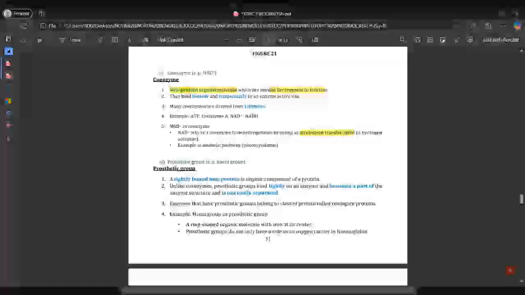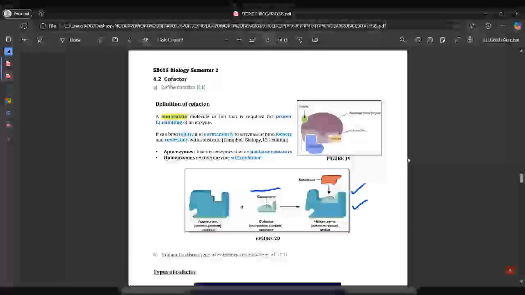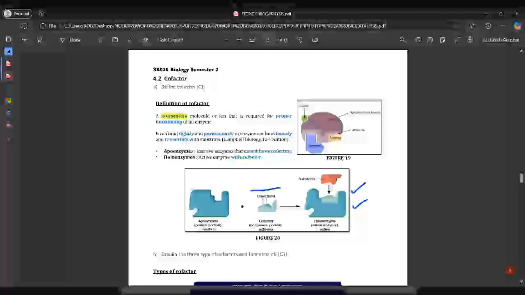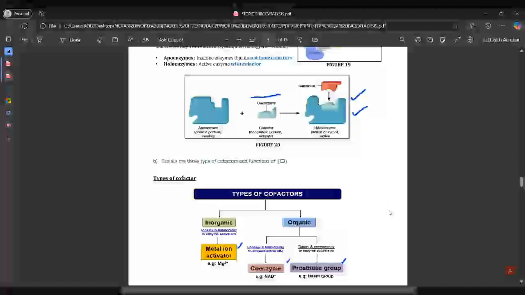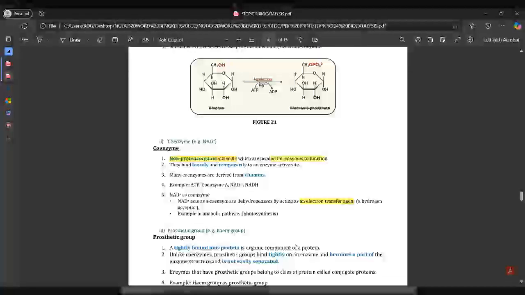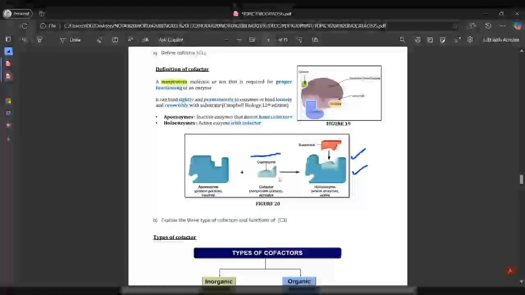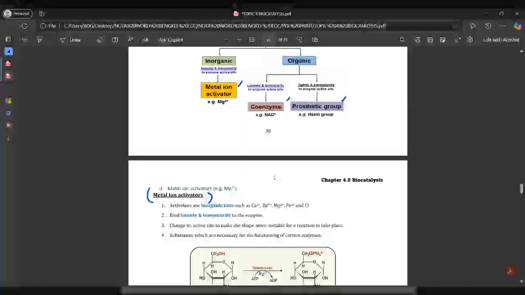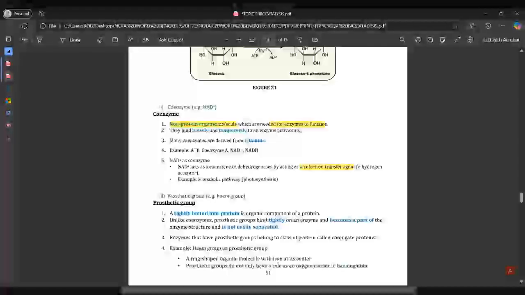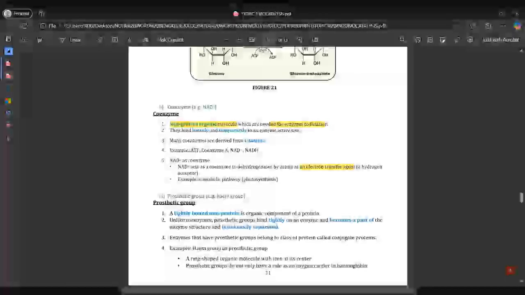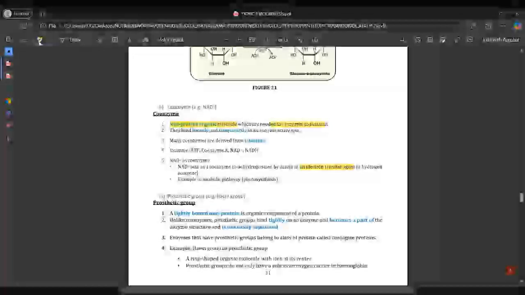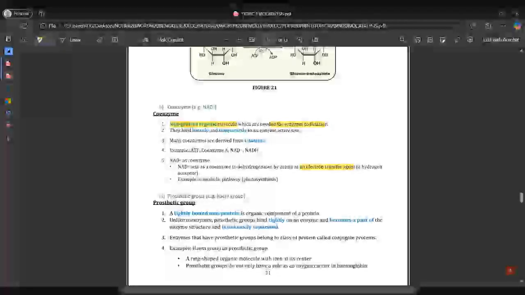Another one, if you still remember from the previous slide, is that the coenzyme is completing the active site. So how do we know whether they are coenzymes or not? We look at two categories. One, what type of molecule they are: an organic molecule. Second, we look at the binding. Is their binding temporary?